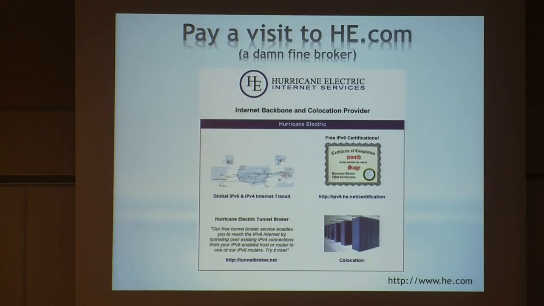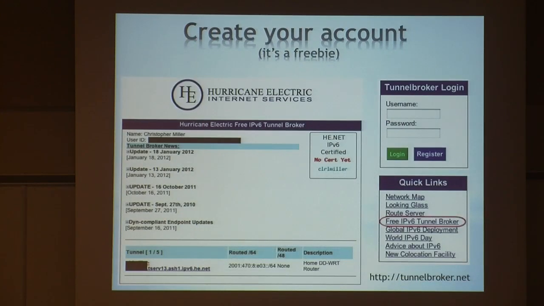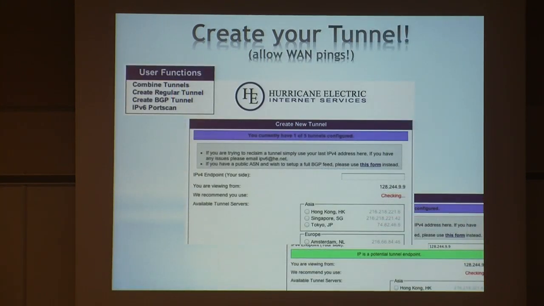So pay a visit to he.net. Sign up for their free tunnel broker setup. I have the link right down here at tunnelbroker.net, and you can click on the link right from there, IPv6 tunnel broker. So you click on that link. From here, you can create your own tunnel.